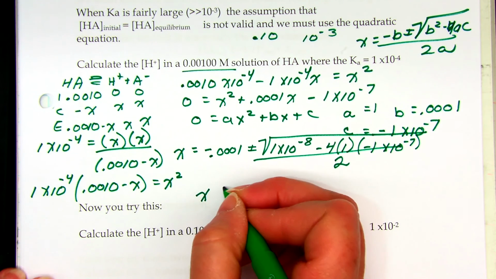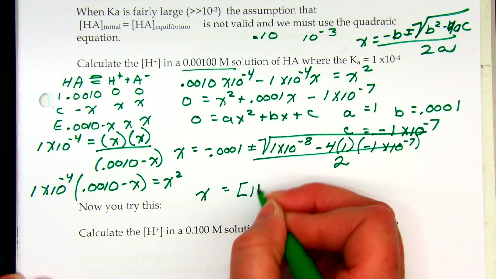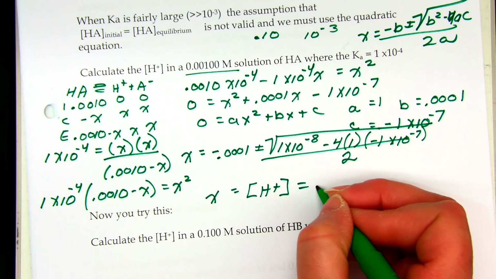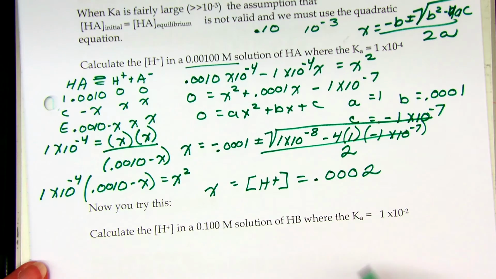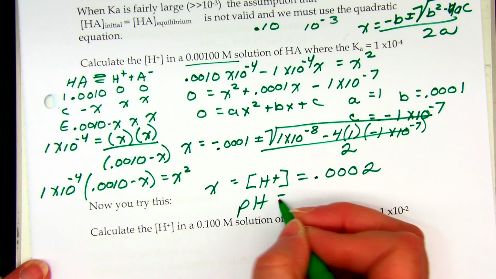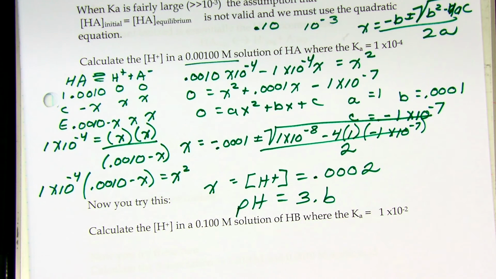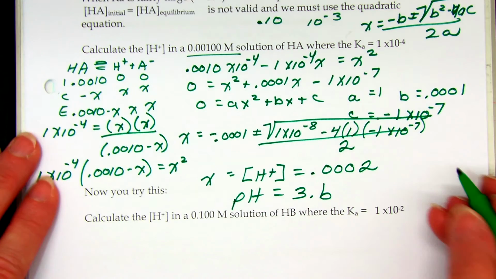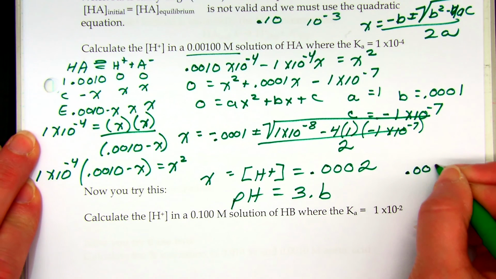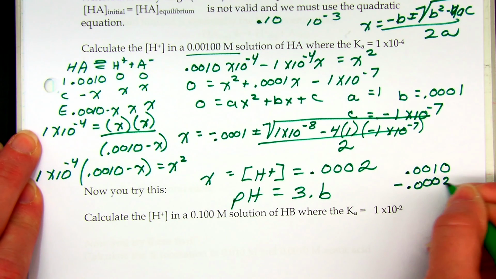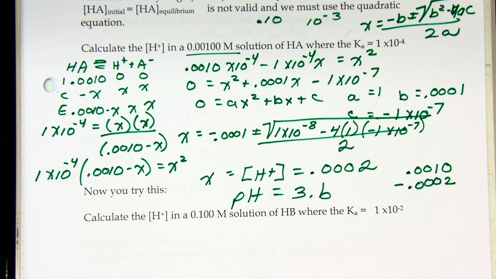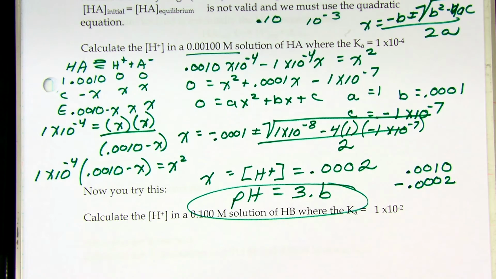And when we solve this, we get X representing the hydrogen ion concentration. We only get one sig fig, 0.0002. So then my pH is equal to 3.6. And if you look at this, if we are subtracting 0.0010 minus 0.0002, it does become significant at this point because we had such a low concentration to start. So that's an example. If we need to do a quadratic, we can.